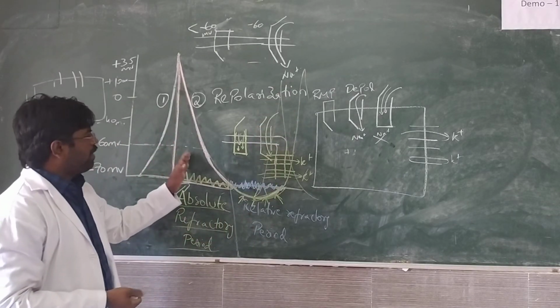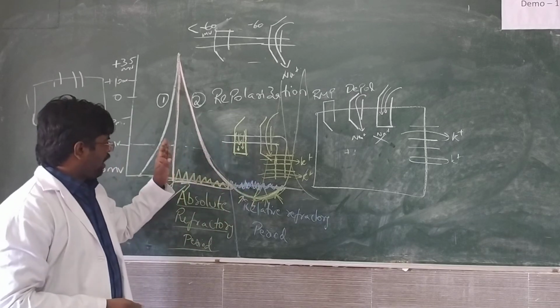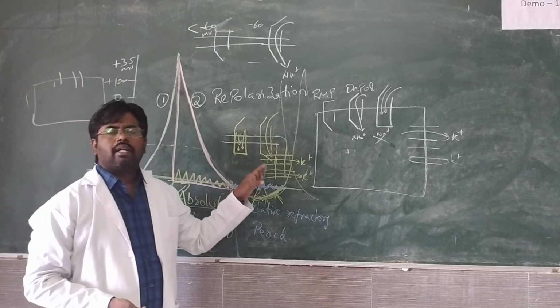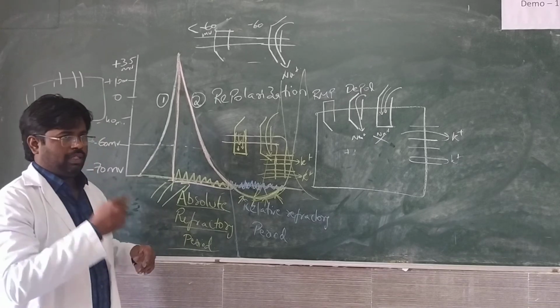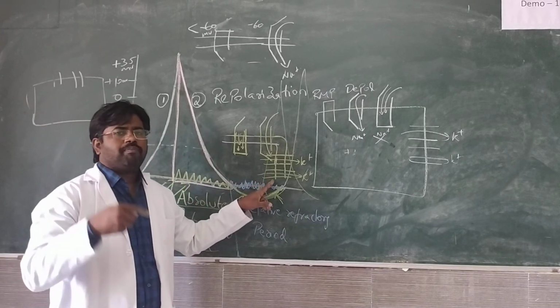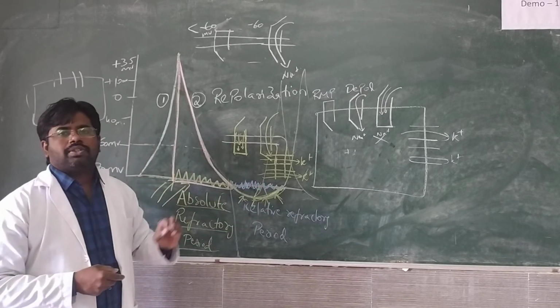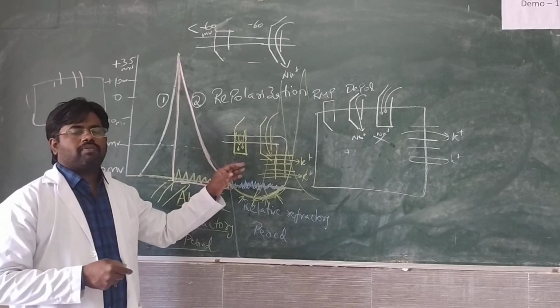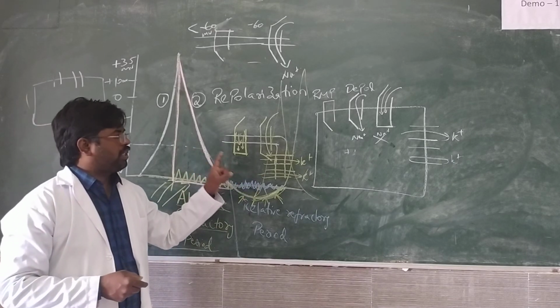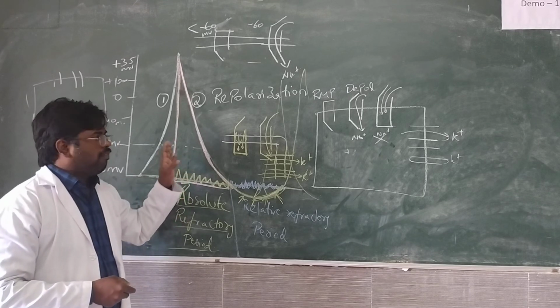So the reasons behind these two, absolute refractory period and relative refractory period, is mainly depending upon the activities of the channels, the inactive and active gates of the channels. If you understand this part, this will be very clear.